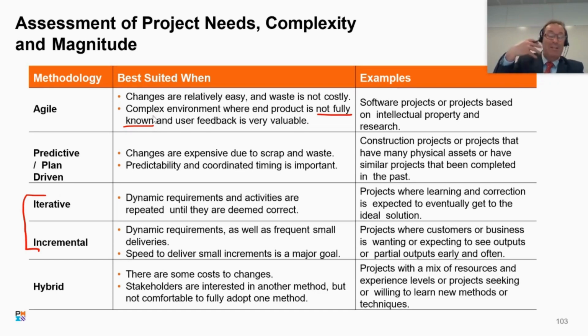Sort of, and this is why in software or IT areas, Agile is phenomenal. We know what we want. We're just not sure how we're going to get there.